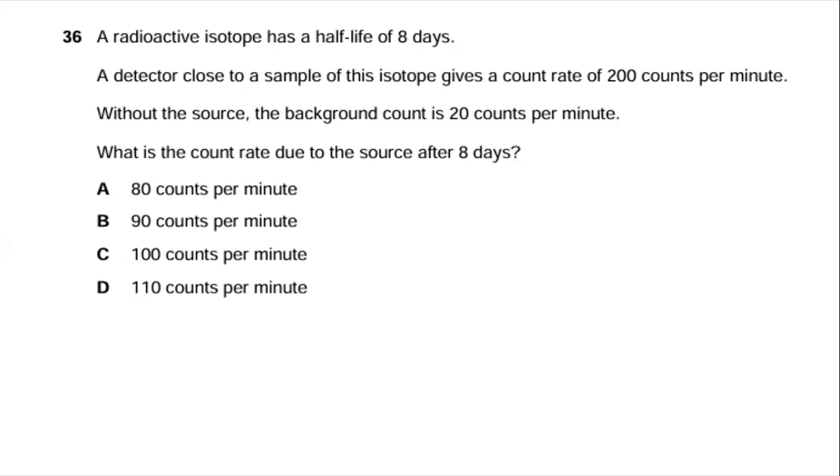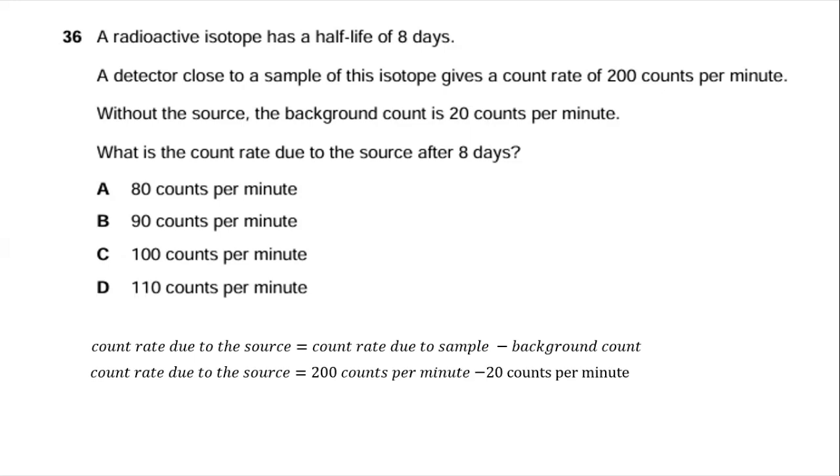What is the count rate due to the source after 8 days? They are asking for the count rate due to the source only, so we can forget about the background count. The count rate due to the source is equal to the count rate due to the sample minus the background count rate. We know the sample is 200 counts per minute, but the background count is 20 counts per minute. So the count rate due to the source is 180 counts per minute.